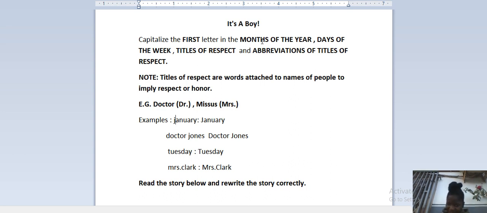However, we just learned here that when you're writing months of the year, in any sentence, whether it's at the beginning of the sentence, the end of the sentence, or the middle of the sentence, no one cares. At the end of the day, if you are writing it, just make sure the first letter is a capital letter.